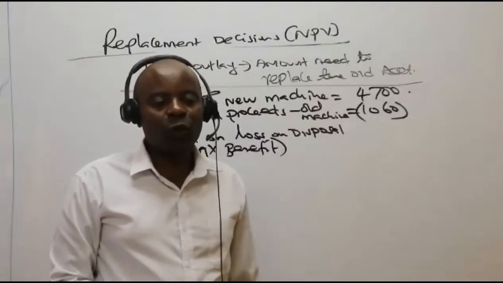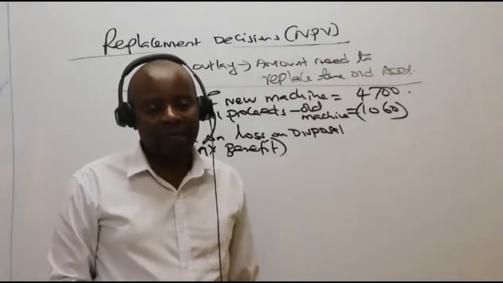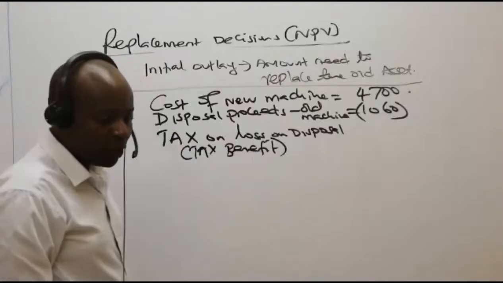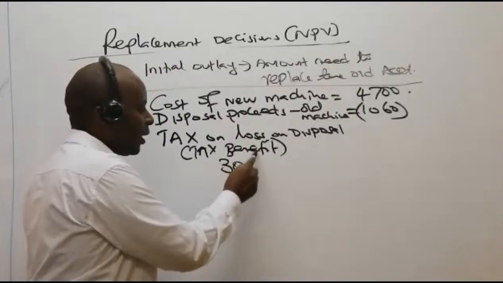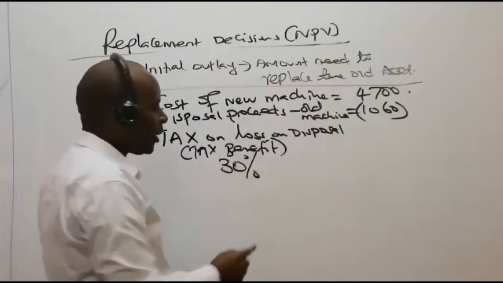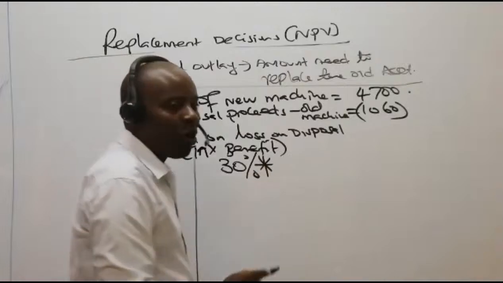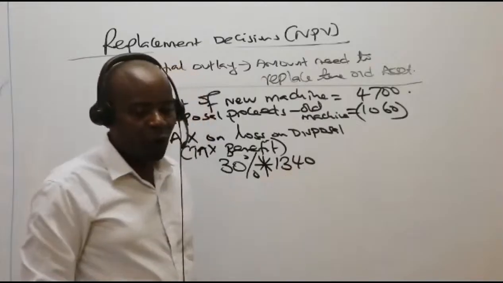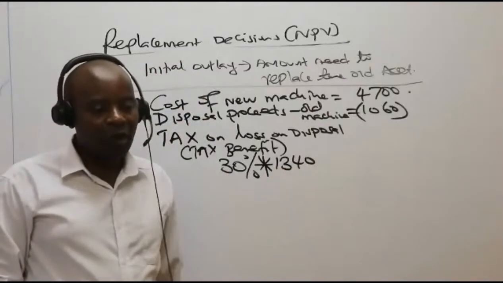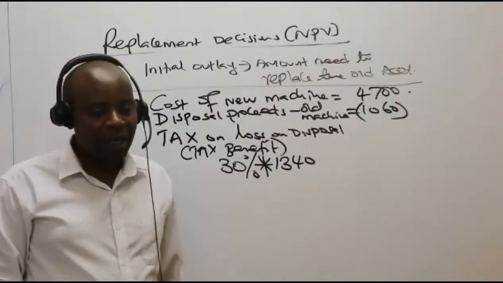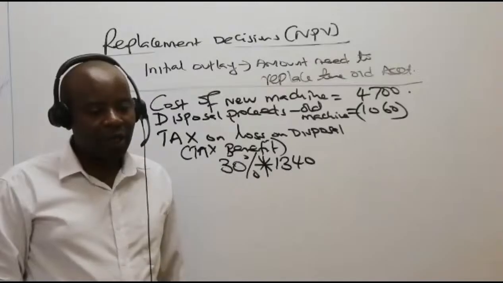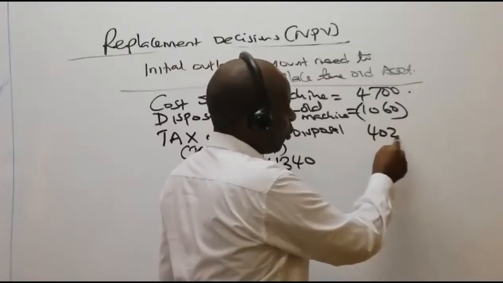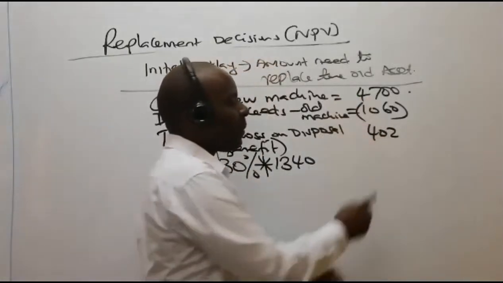So, ladies and gentlemen, we need to know the rate of taxation given by the examiner. Somebody is telling me it is 30%. So 30% of the loss on disposal. You gave me a figure of 1340 for the loss on disposal. Which gives me what here, somebody? Which gives me 402.